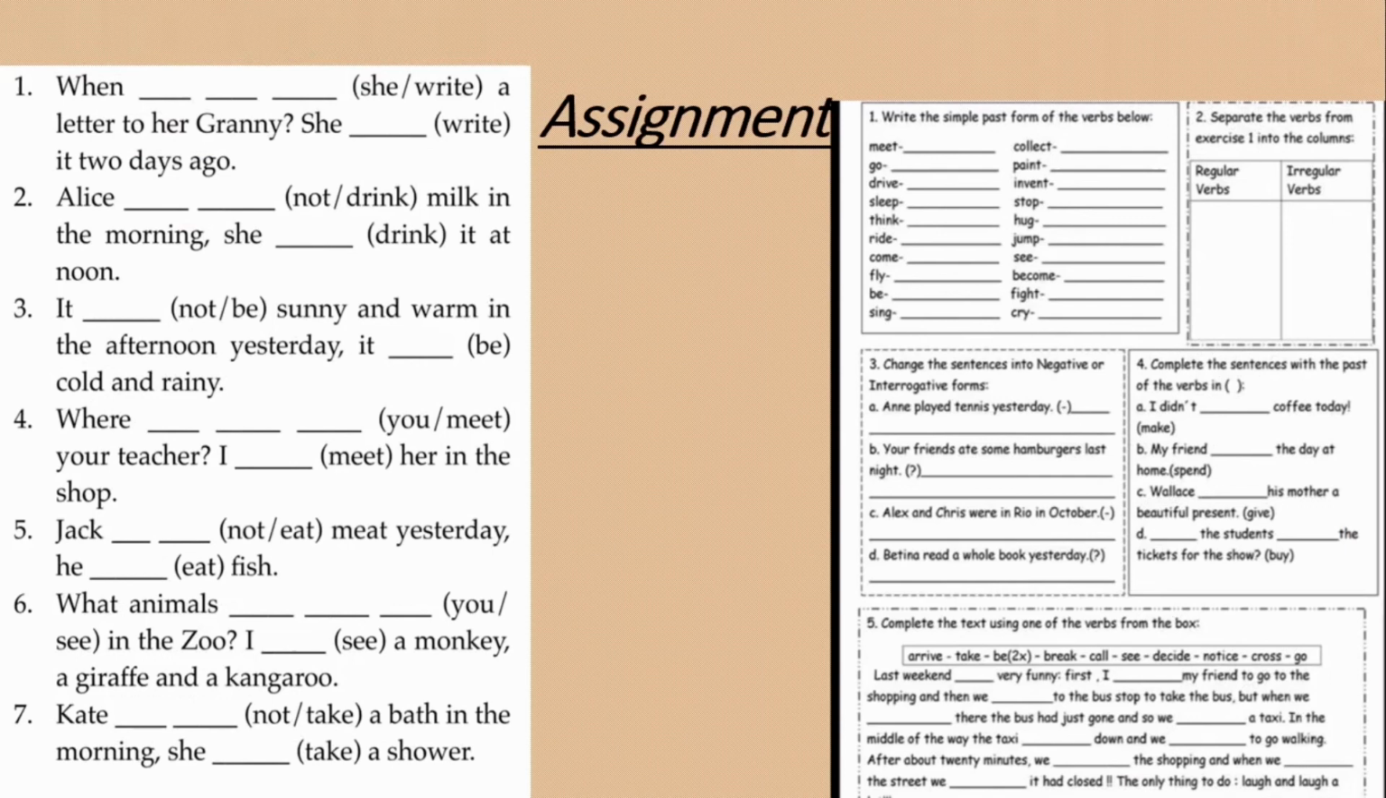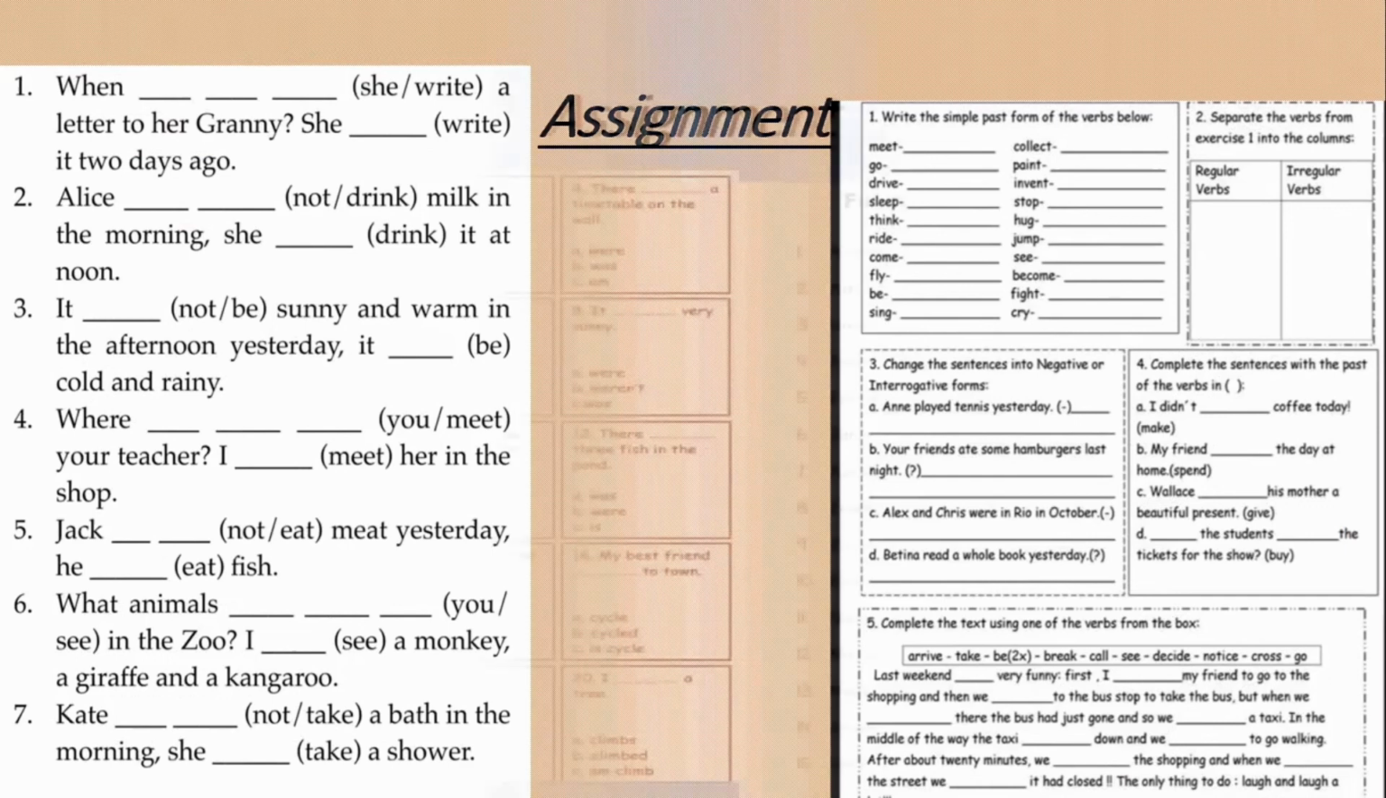Then you have a fill in the blanks. You have some verbs: arrive, take, be, break, call, see, decide, notice, cross, and go. You will choose the correct verb meaning and then put the verb in the correct form. Like for example, last weekend, it is be up, but I will take verb to be. In the second form, it is was, because last weekend is singular. It was very funny. And so on. Go on the rest of the exercise.